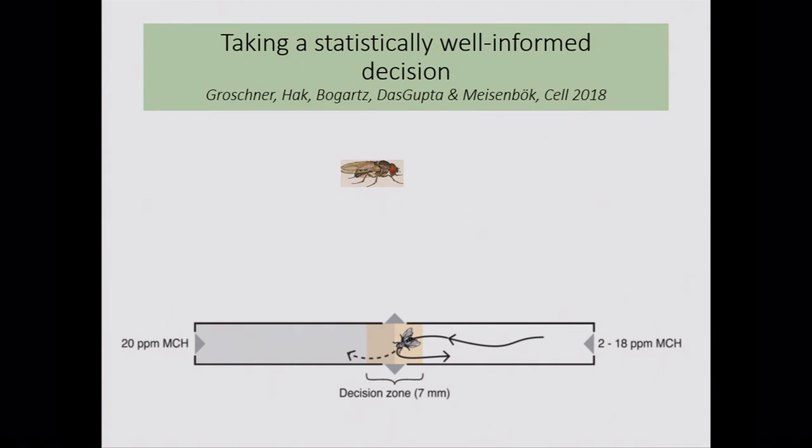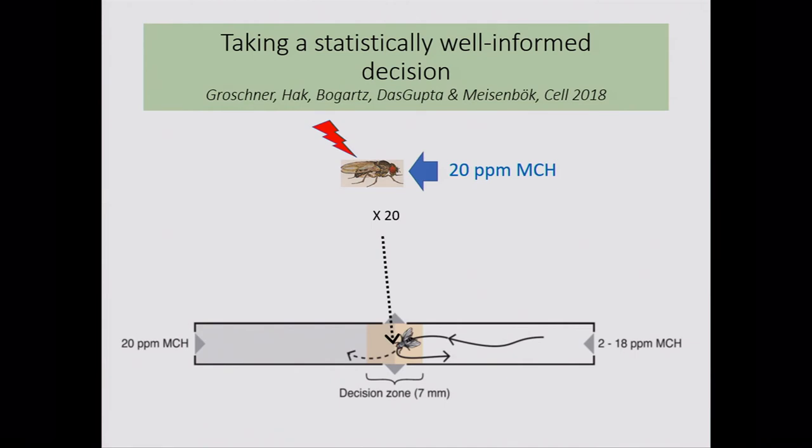This is work by Gerhard Miesenbrook's group in Oxford. And what they did was they took flies and they exposed them to a very faint odor, 20 parts per million of this fairly benign molecule, MCH. But they paired it with an electric shock. So every time the fly smelt this stuff, it got an electric shock. And they did that 20 times. And not very surprisingly, the flies learnt that when this stuff appeared, they wanted to get away from it.